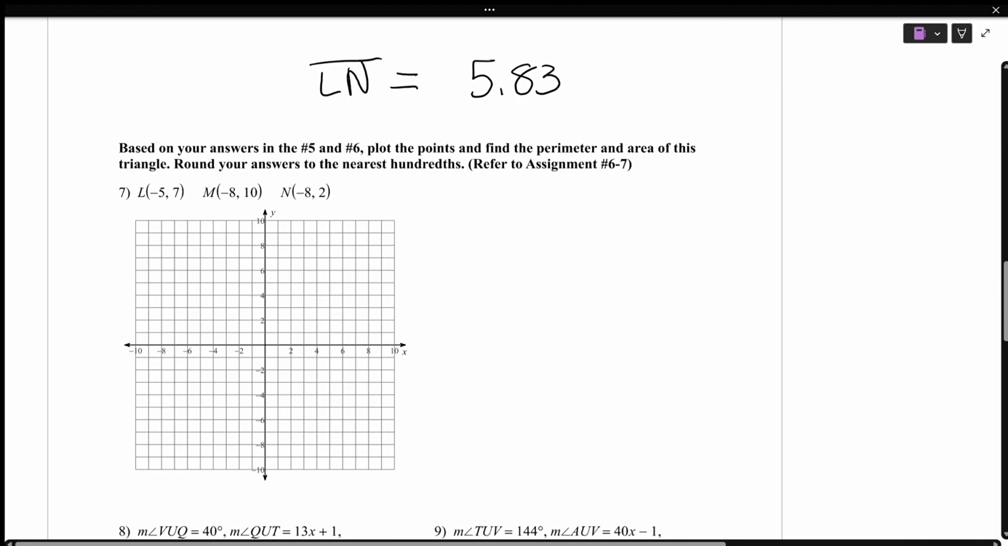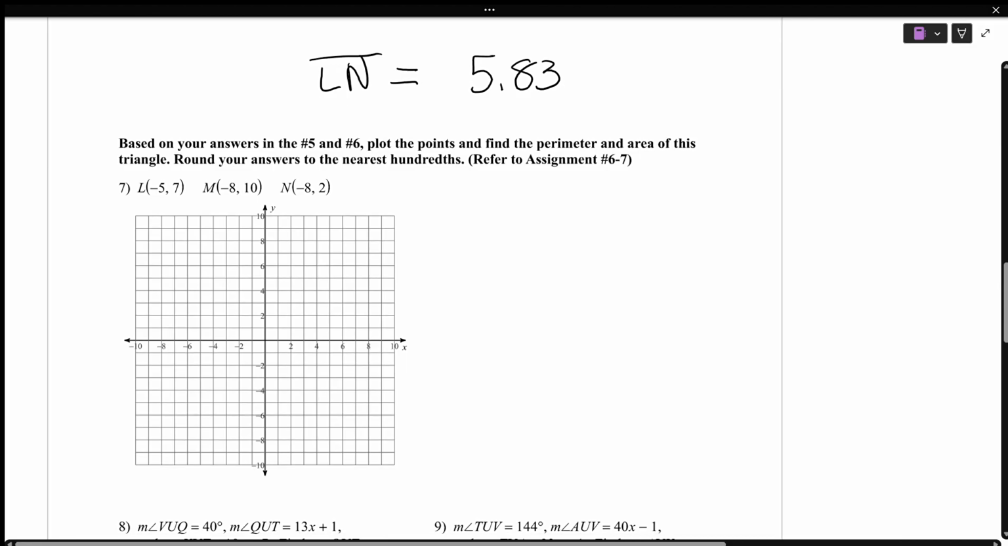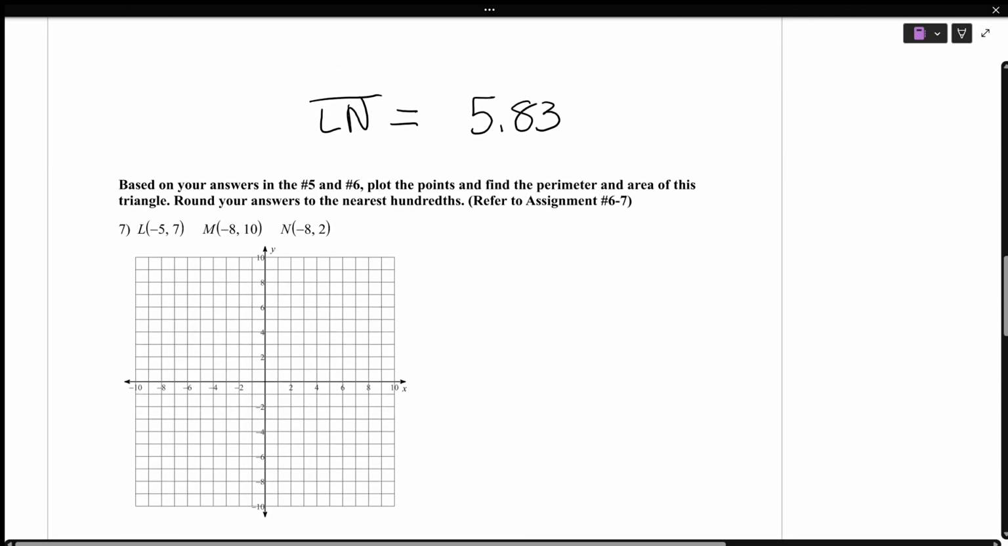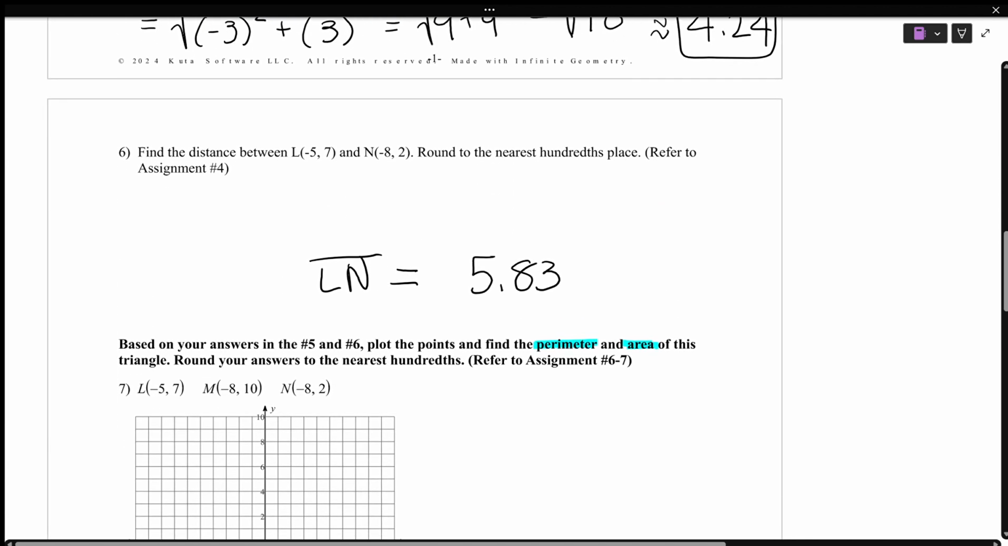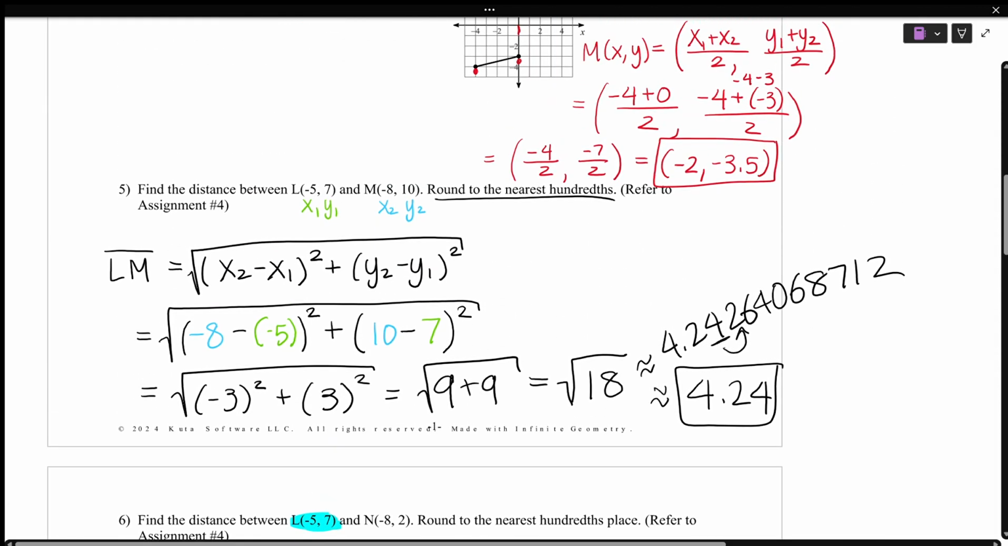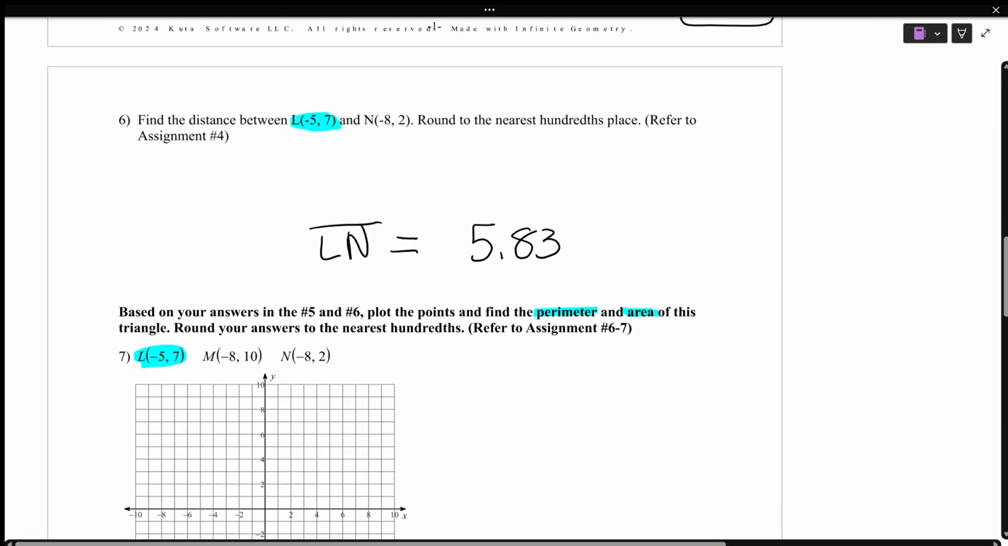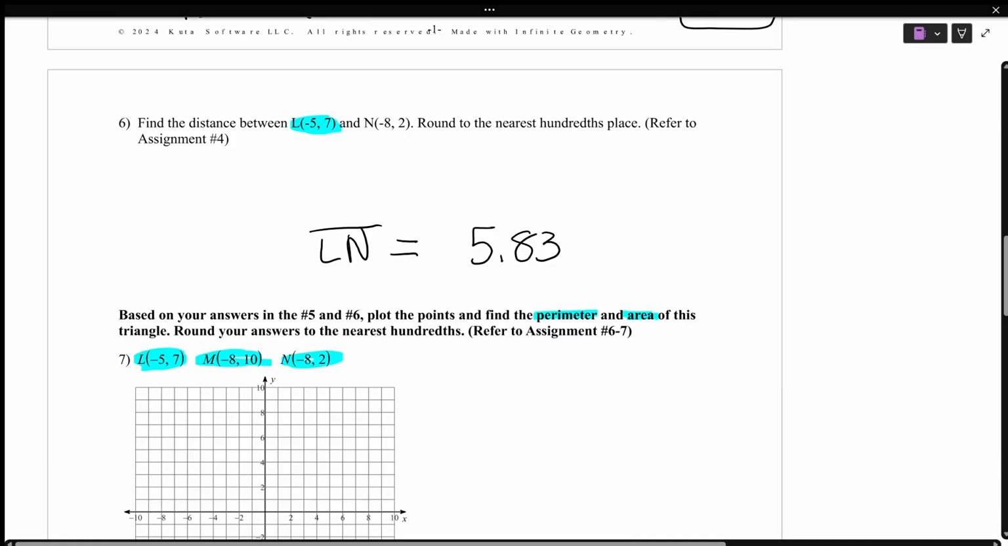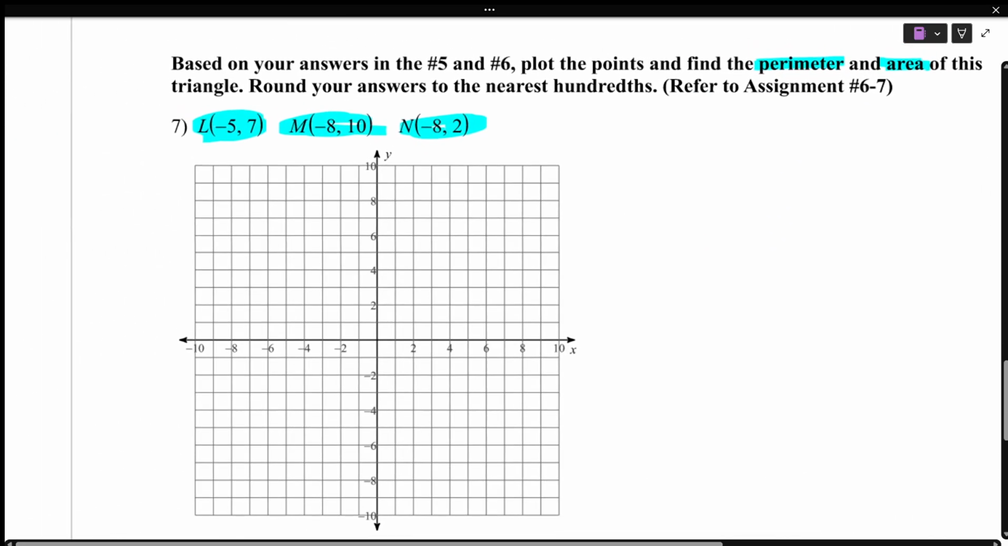And I'm going to use that information for number 7, because the directions say, based on your answers in number 5 and number 6, plot the points and find the perimeter and area of the triangle. So look at L. L is negative 5 and 7. That's the same as these ones right here. This is negative 5 and 7, negative 5 and 7, alright? Same thing with M and N. They're the same points. So let's plot those points first.